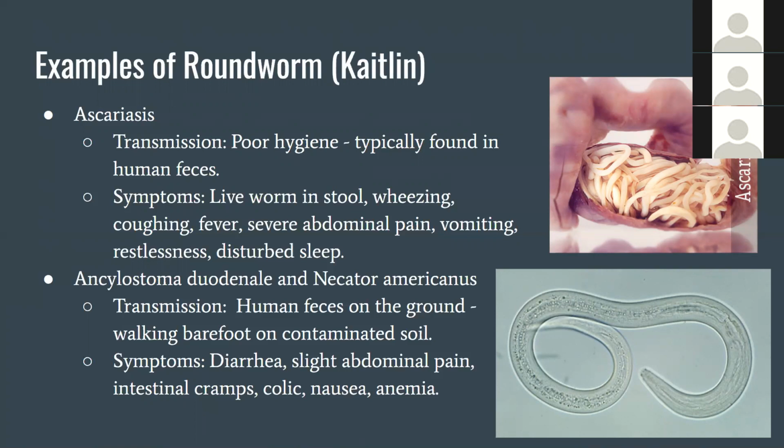The second type here is more commonly known as hookworm, and it is passed by human feces on the ground that has been stepped in by bare feet. It's possible that people in good health experience no symptoms at all. If abdominal pain is experienced, it's typically barely noticeable, and other possible symptoms include diarrhea, intestinal cramps, colic, and nausea, and those infected will also be severely anemic.